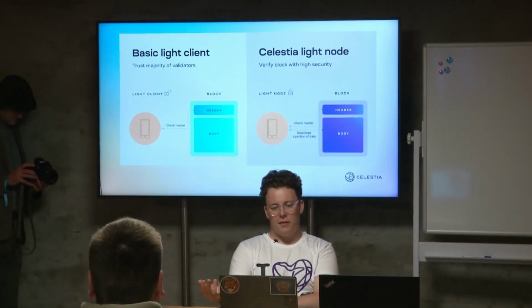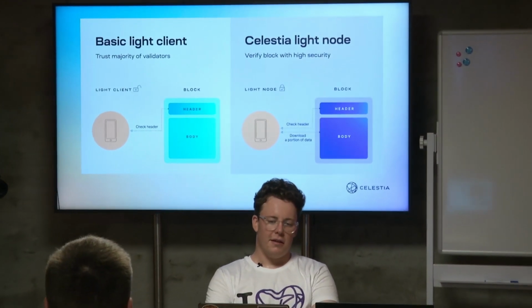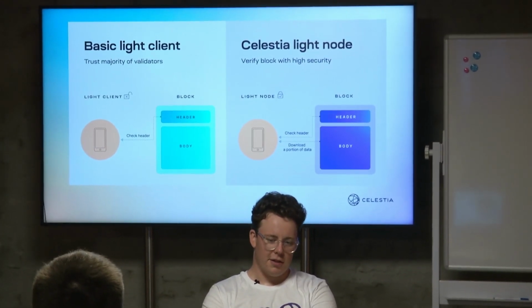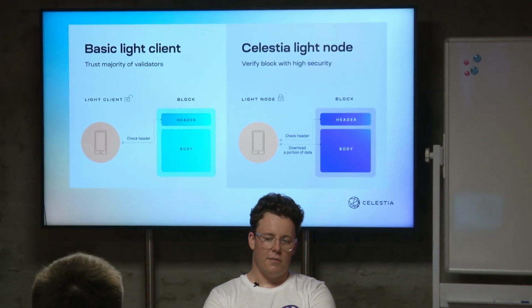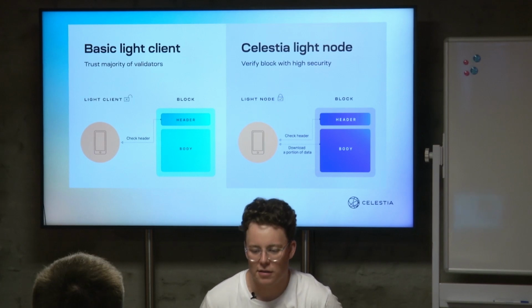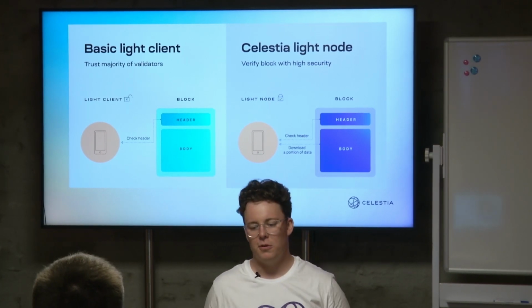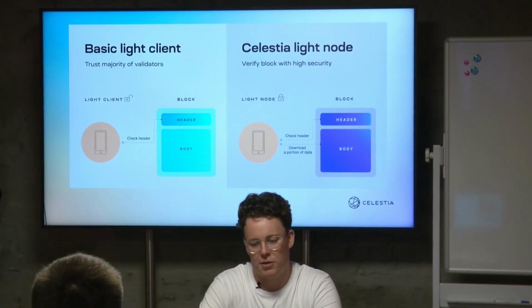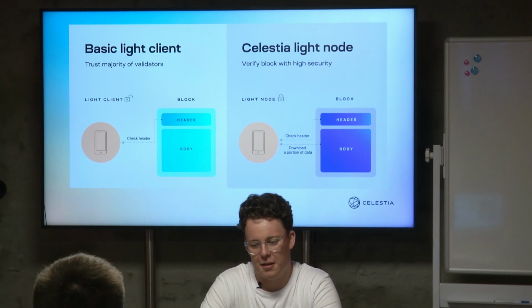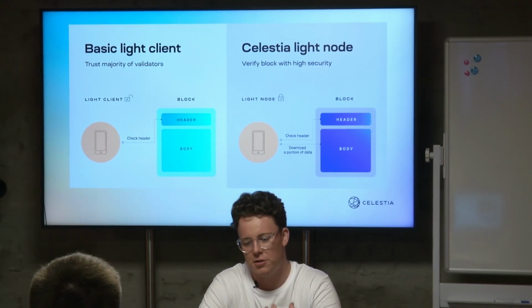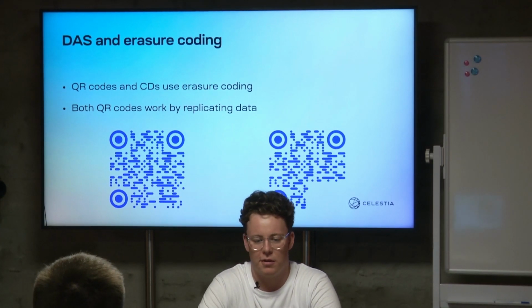So there's something that is a basic light client in traditional blockchains. However, this only checks the header. And what we're able to do with the Celestia Lite node is check the header and then download a small portion of the data, which gives us a much better trust assumption where we're not just trusting that the body of the block is there, but we're actually checking some bit of it to make sure it works.